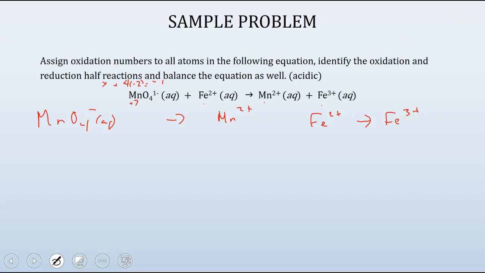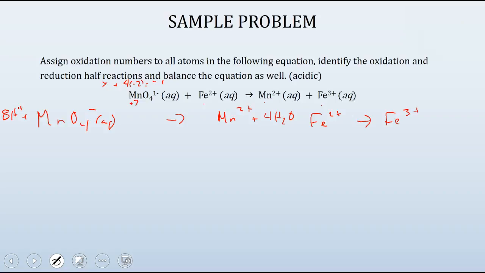Okay, this is where the complication comes in. So in our first half reaction over here with the manganese, I have 4 oxygens. So what I need to do is add 4 waters on this side. Adding 4 waters balances out the oxygen, but now I have hydrogen, so I'm going to add that over here. So plus 8 hydrogen. Okay? So far I have everything balanced.